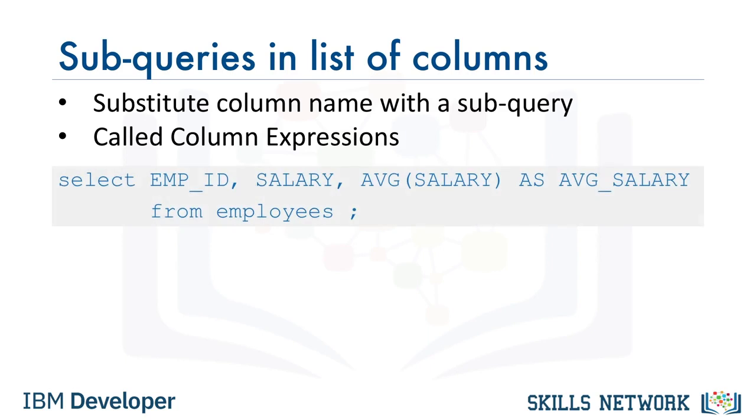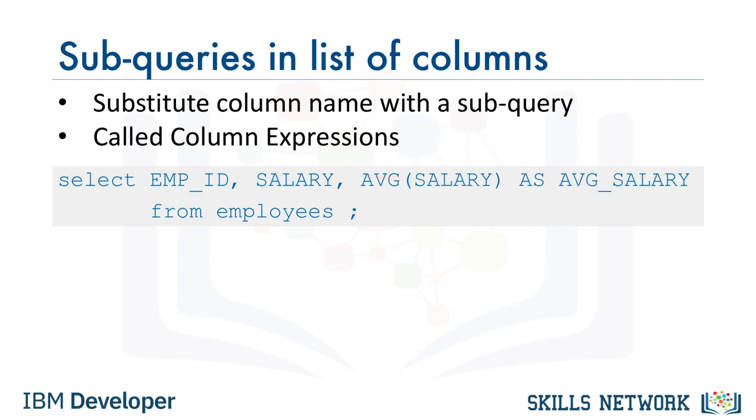Say we wanted to compare the salary of each employee with the average salary. We could try a query like select employee ID, salary, average salary as average salary from employees. Running this query will result in an error indicating that no group by clause is specified.